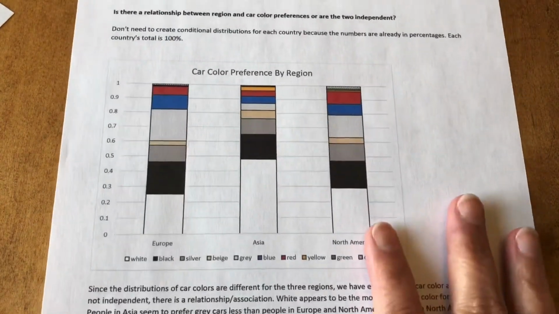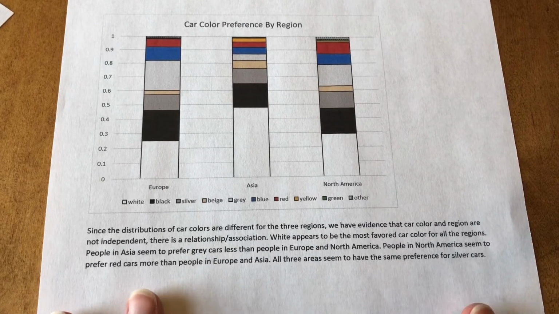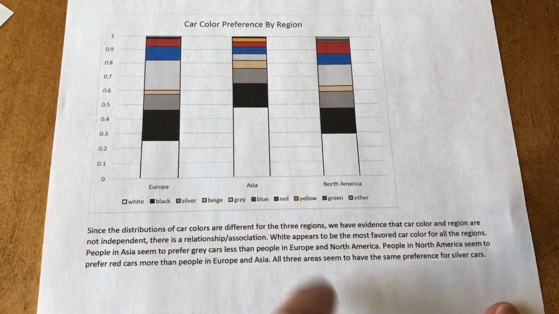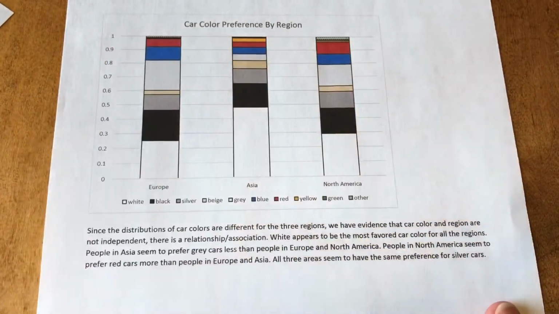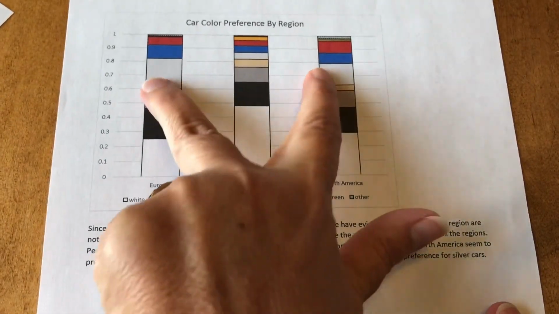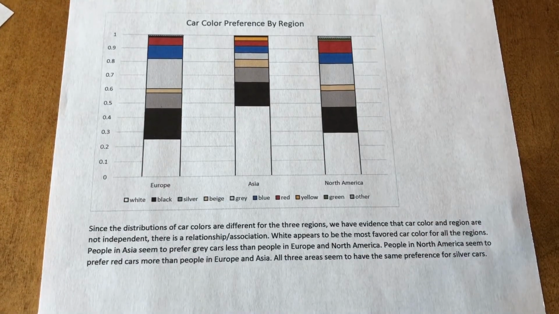Okay? So, again, when you're asked if two variables are independent or dependent, if the distributions are different, they are dependent, which means there is an association. So you make that statement. Okay? Then you just simply say something about the data. You can talk about the most popular, the least popular, somebody that likes something less than the other two, things that are similar. Okay, just make a couple statements about the data.